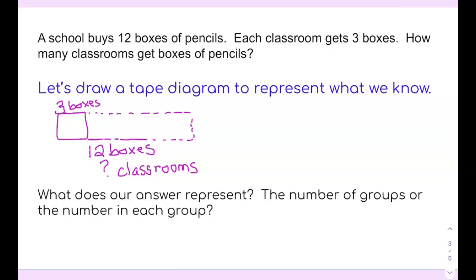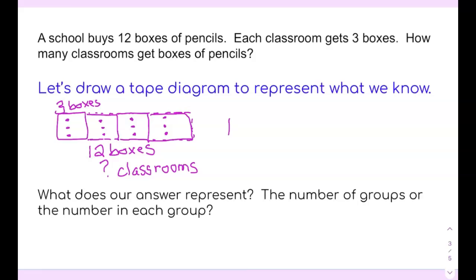If each classroom gets 3 boxes, I'm going to keep adding classrooms to my tape diagram until I get to 12 boxes. So I'm going to do another box and add 3. Add another box and add 3. So now I'm going to go back and skip count. I have 3, 6, 9, 10, 11, 12. Okay? So now let's write a division equation, a division sentence to represent all of this.